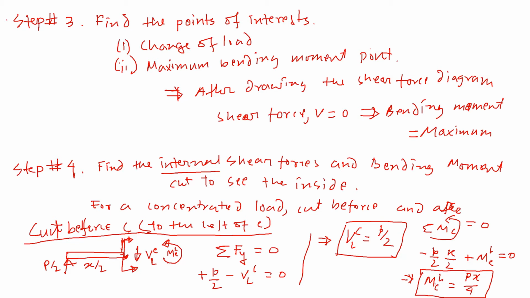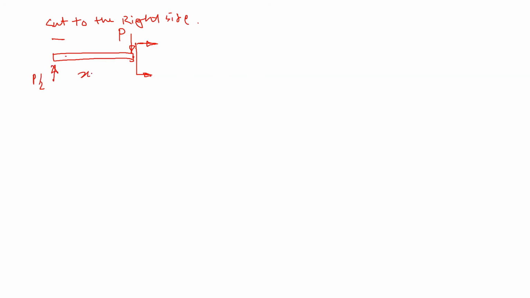Now, we cut to the left and found this shear force and bending moment. Let's cut to the right side. If we cut to the right side of C, slightly right, not so much, if this is the C point, now we'll see that P force because we are cutting to the right. And then of course we have that reaction force P by 2, and the distance is x by 2.